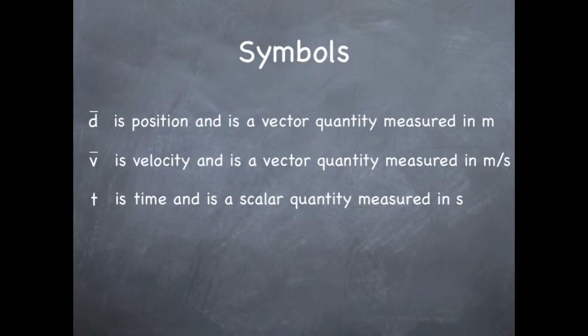Position is represented by the letter D with a line on top, which means that it is a vector quantity measured in meters. Velocity is also a vector quantity, and it is represented by the letter V with a line on top, and it is measured in meters per second. Time is a scalar quantity, and it is represented by the letter T, and is measured in seconds.